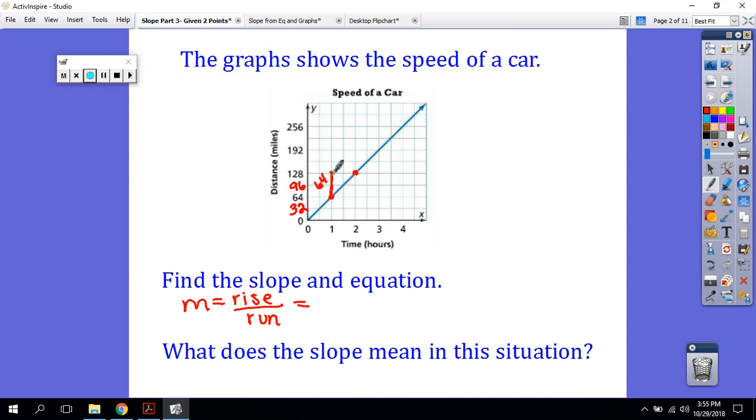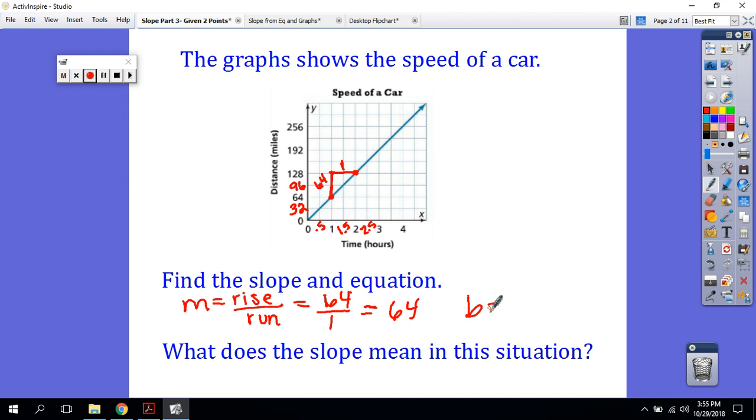Now we're going to run 1, 2. So from here to here is how much we ran. So this goes a half and then a half, because this is 0.5, and this would be 1.5, and this would be 2.5. So we ran 2 blocks, so a half and a half, that makes 1. So the slope for this one is 64, rise 64, run 1. Okay? That's simplified to just 64.